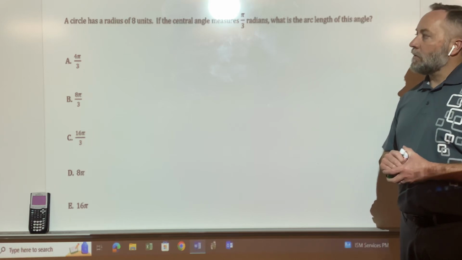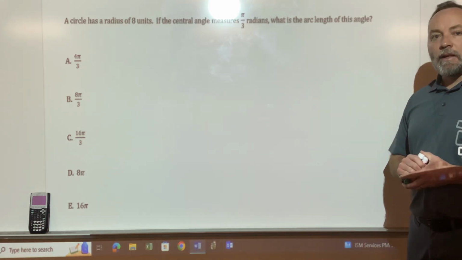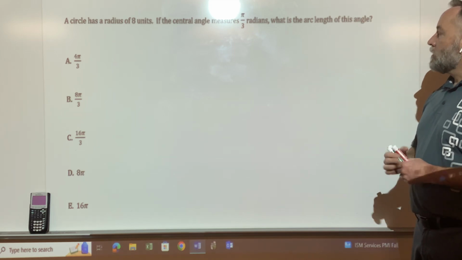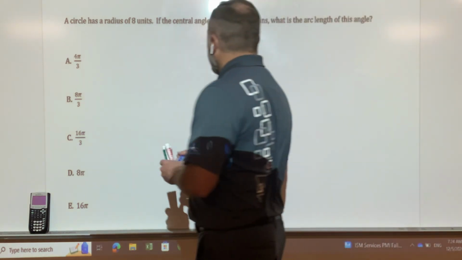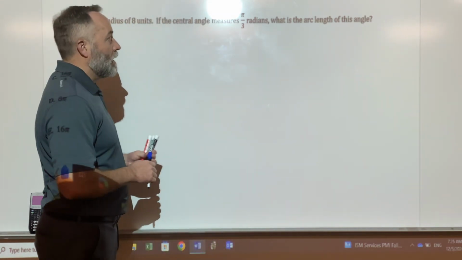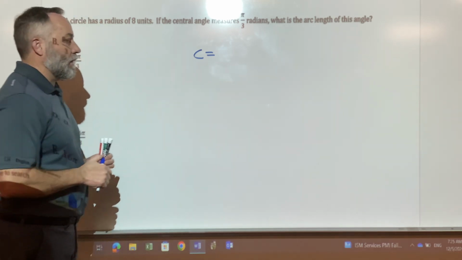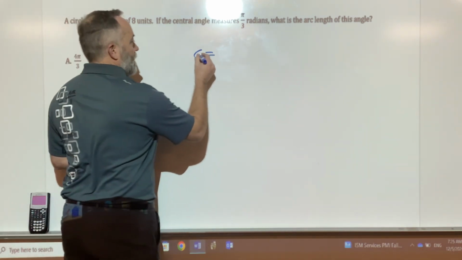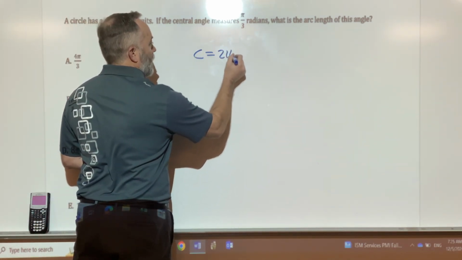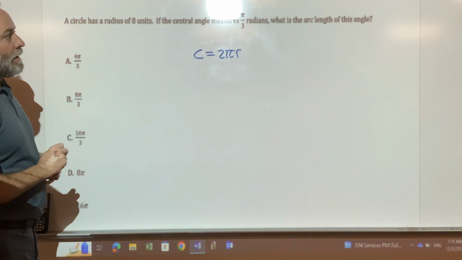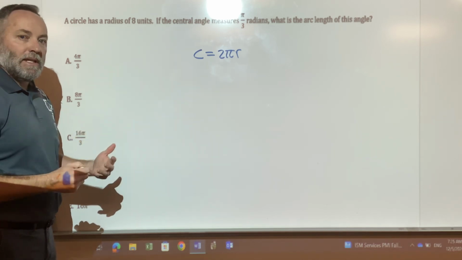This question is about circles and specifically the arc length when the central angle is measured in radians. So arc length is a portion of the circumference. Circumference is one of the formulas we want to be familiar with for the ACT, and that is circumference is equal to 2 pi times the radius. And the arc length is just a piece of that circumference.